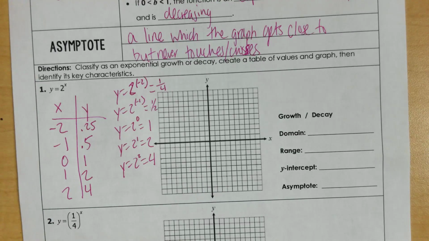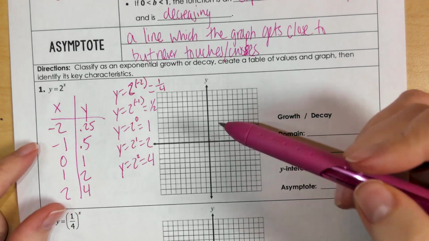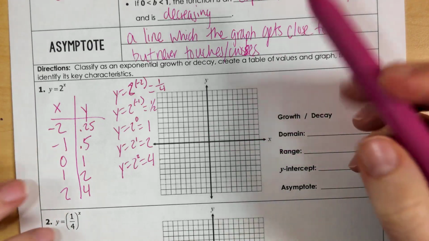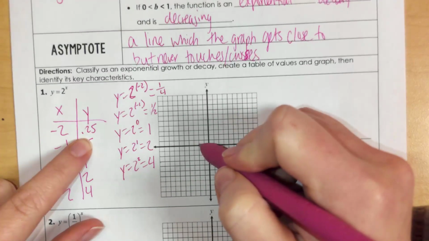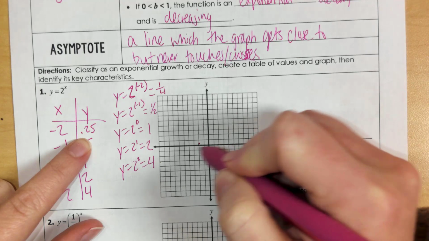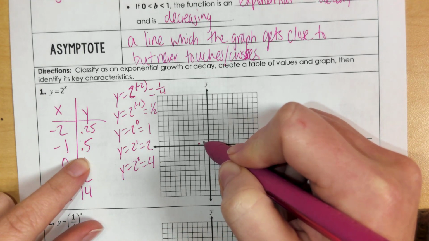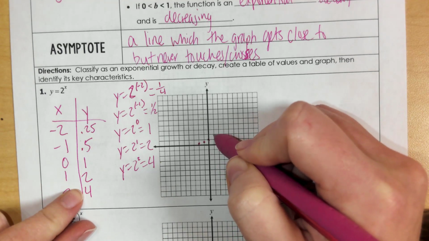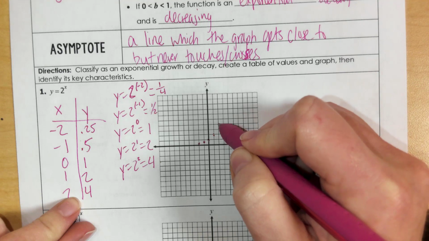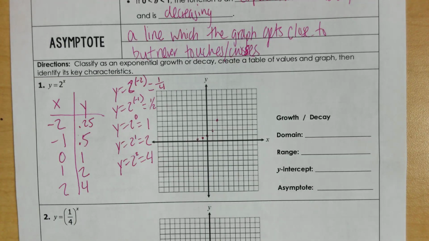So these are going to be our points that we're going to graph on our coordinate plane here. First off, we start with -2 and 1/4, so we're just barely going to be above the x-axis. Then we have -1 and 1/2, so we're going to be in between those two grid lines. We have 0, 1, 1, 2, and 2, 4. And so you start to see that quintessential exponential graph start to show.